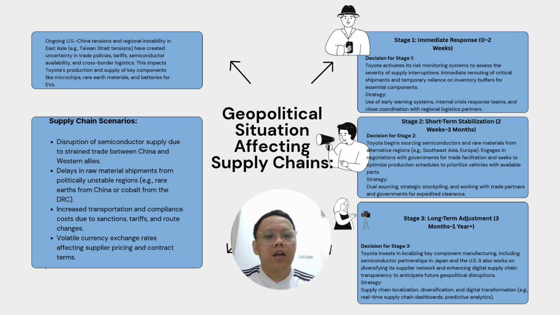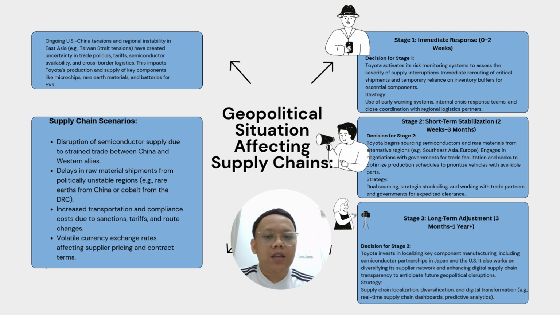Today I will discuss how geopolitical instability affects global supply chains, particularly in the context of Toyota. As we know, tension between major nations like the United States and China, as well as political instability in East Asia, have had significant impact on supply chain management.